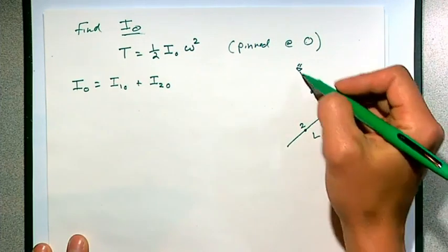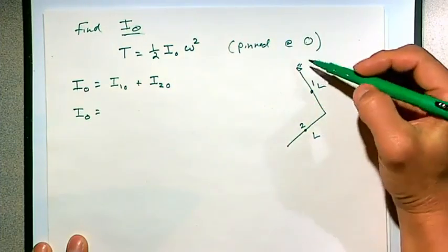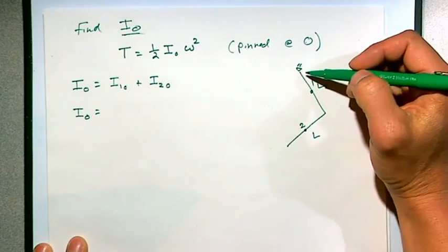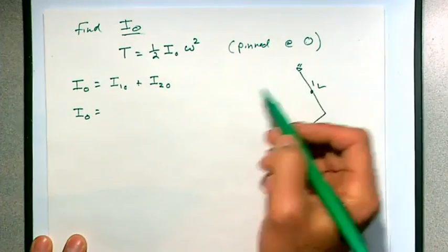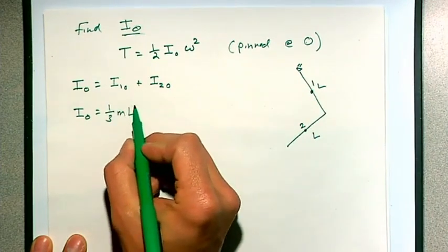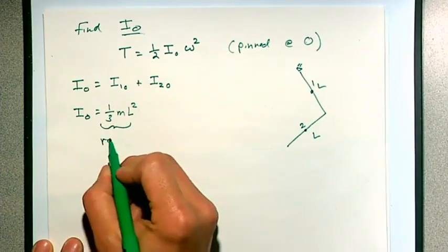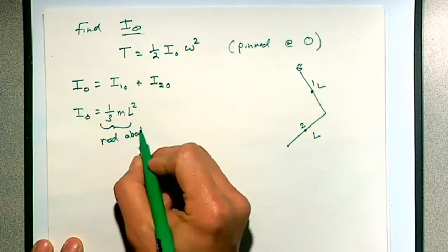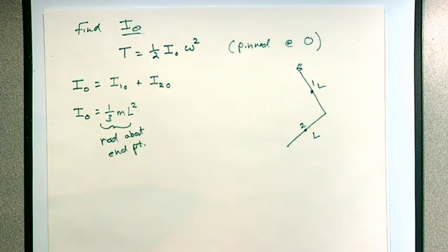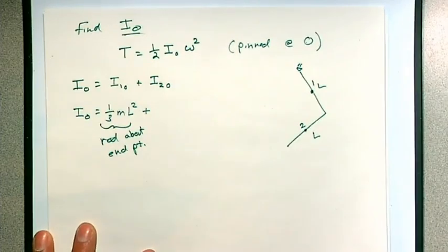All right, bar 1, that's a thin rod. So I could do the moment of inertia of this thin rod about its CG plus a parallel axis shift. Or I can say, I remember that a thin rod about its endpoint is 1/3 ml squared. This is a rod about endpoint. It's not in our book, but we use it so often that I think we can remember that one. Okay.